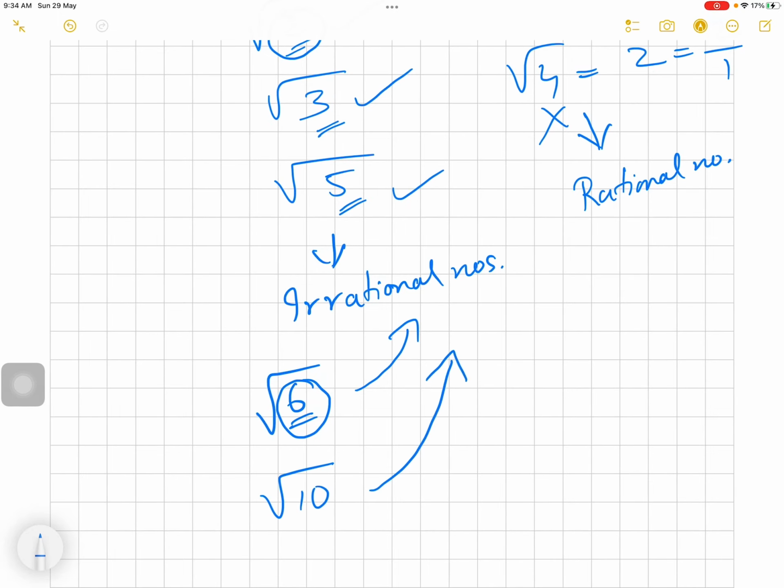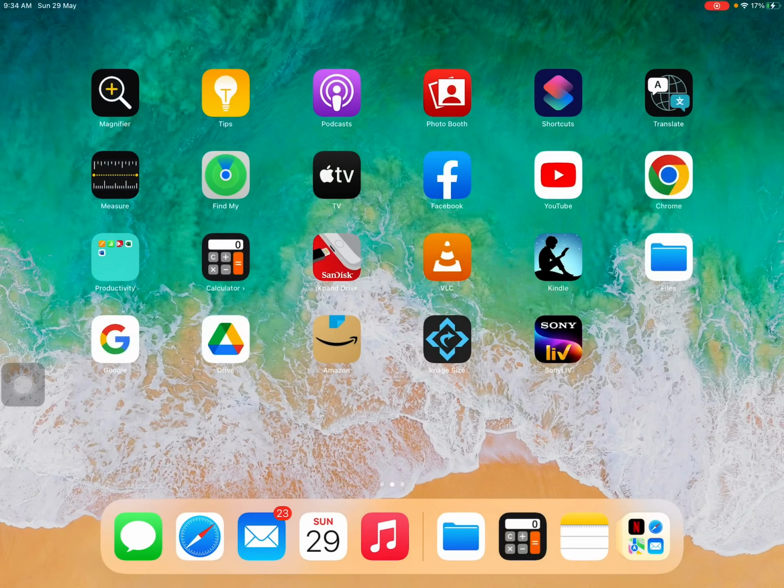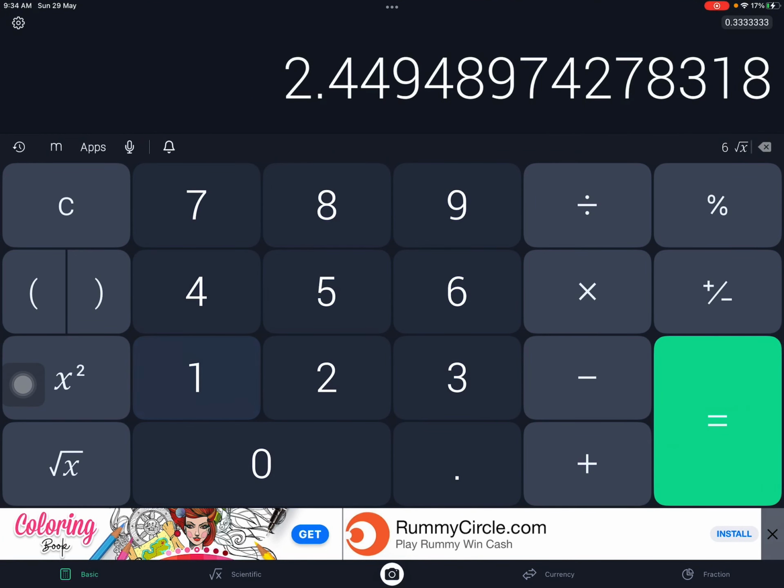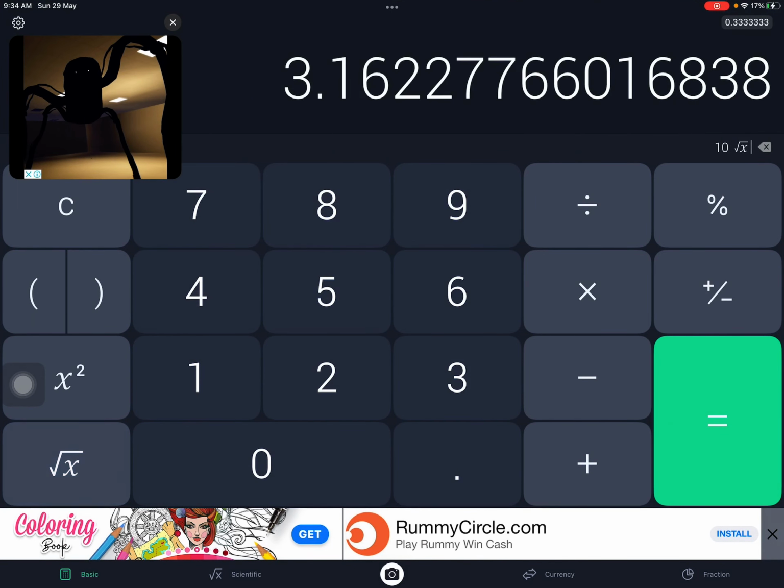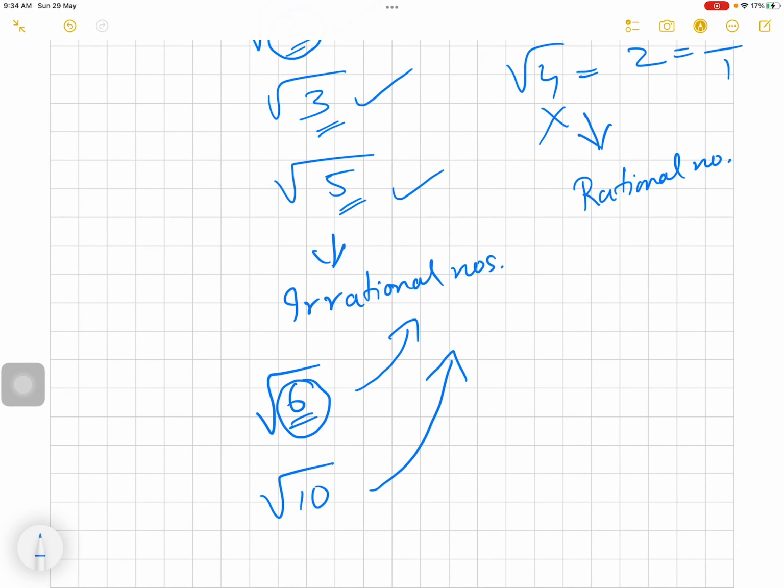Root 10 is also an irrational number. Let's check that as well. So square root of 10, see, 1.6227766016838. So this is also neither terminating nor recurring. So root 10 is also an irrational number. 10 is not a prime number, still root 10 is an irrational number.